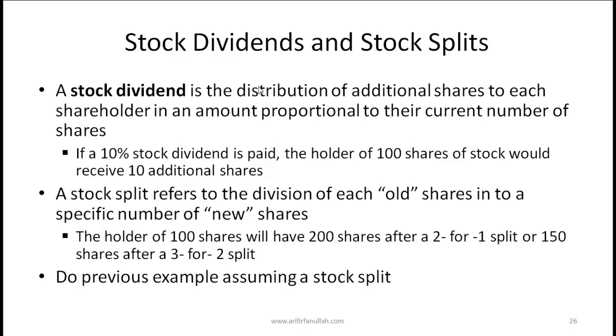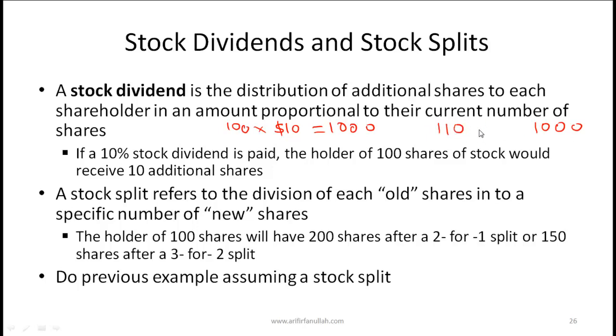Stock dividends and stock splits. A stock dividend is the distribution of additional shares to each shareholder in an amount proportional to their current number of shares. So if a 10% stock dividend is paid, the holder of 100 shares of stock would receive 10 additional shares. So notice here that no extra money is paid out and no wealth is created over here. So if you, for example, had 100 shares where each share is worth $10, then your wealth would be equal to 1,000. After the stock dividend, your wealth would remain equal to 1,000, but now you would have 110 shares.